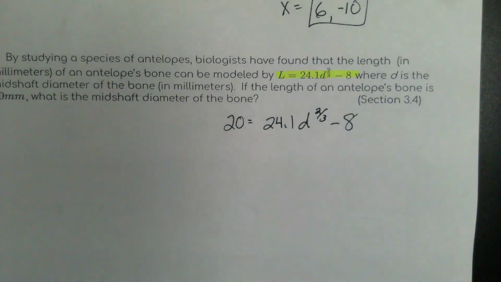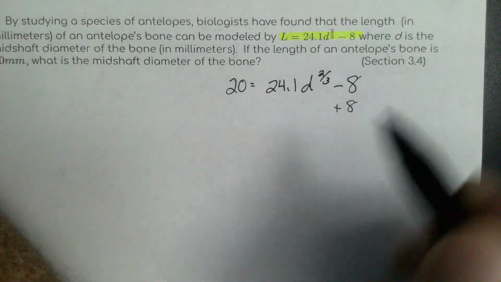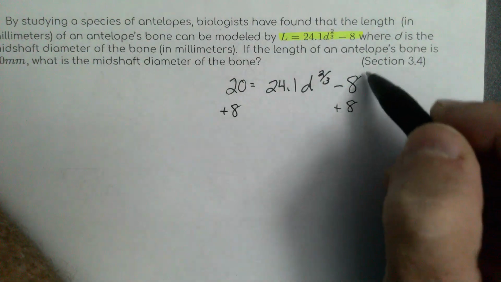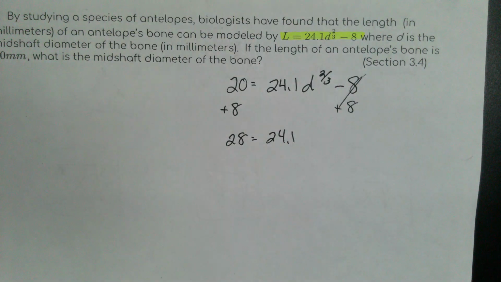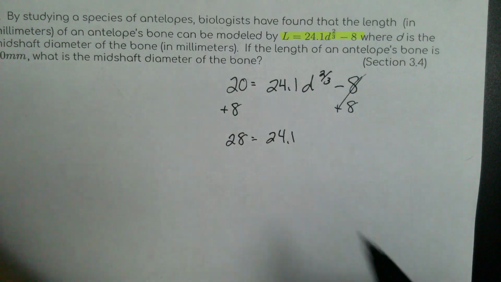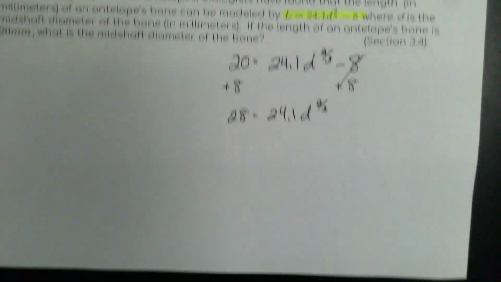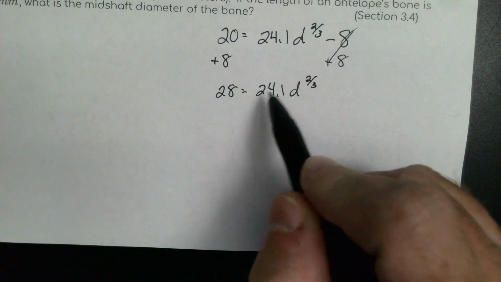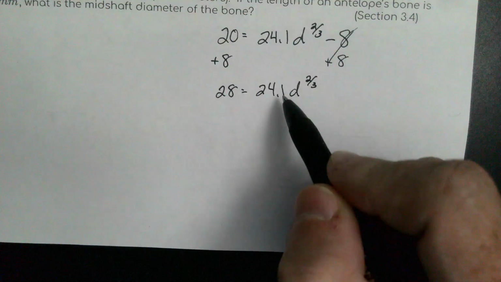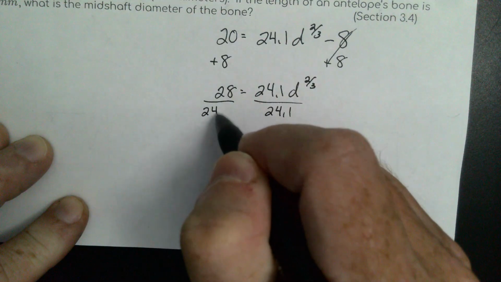So your first step would be to add 8. 28 equals 24.1 D to the 2/3. Okay, so we got rid of that -8 on the end. And now here's where I see kids kind of run off the rails. That's like 2x to the whatever. So we got to get rid of that number. We need to divide by 24.1 on both sides.